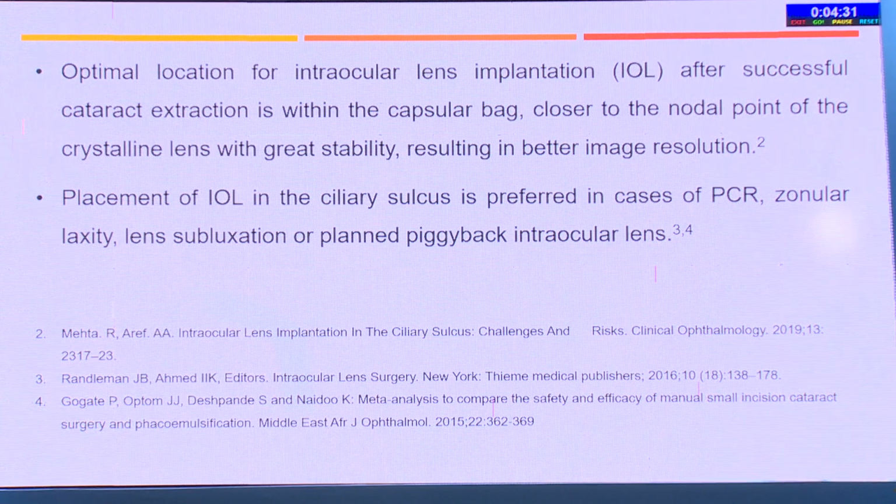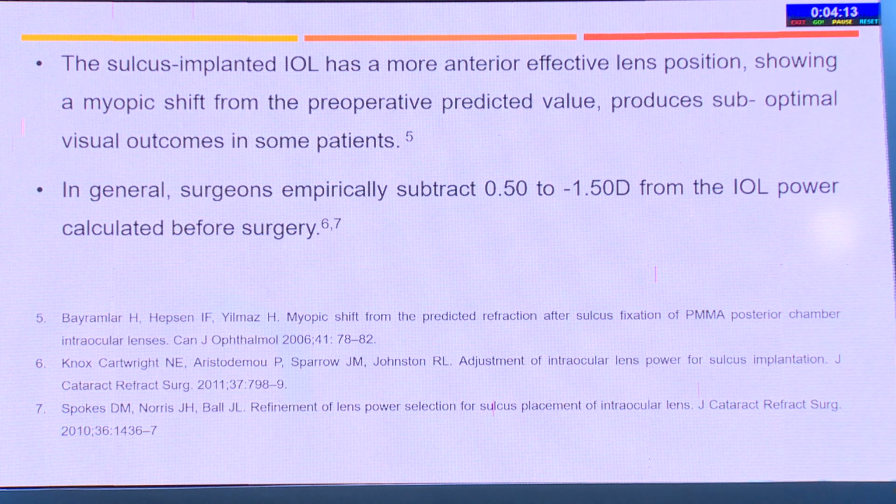The optimal location for IOL implantation after successful cataract extraction is within the capsular bag, closer to the nodal point, with great stability and resulting in a better image resolution. The placement of IOL in the ciliary sulcus is preferred in case of PCR, zonular laxity, lens subluxation, or planned piggyback intraocular lenses. So a sulcus implanted IOL has a more anterior effective lens position, showing a myopic shift from the preoperative predicted value, producing a suboptimal visual outcome in some patients. So generally surgeons empirically subtract 0.5 to 1.5 diopter from the IOL power calculated before surgery.